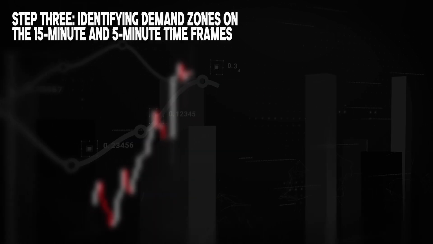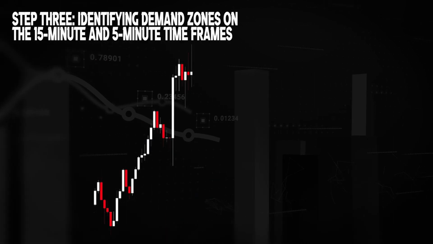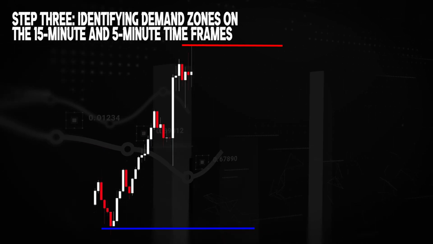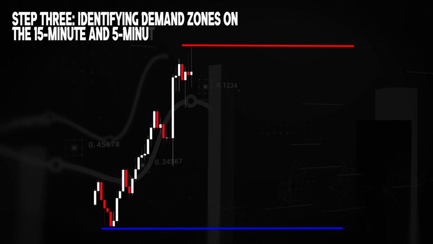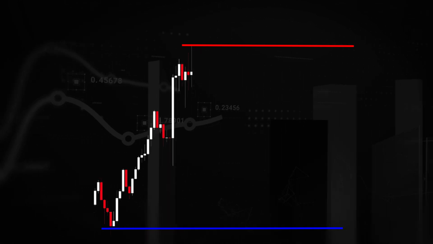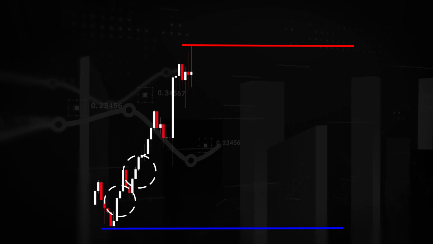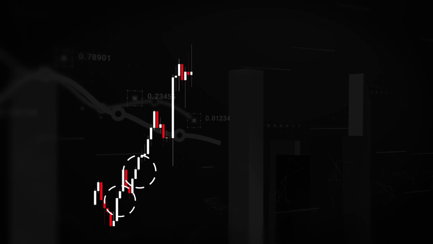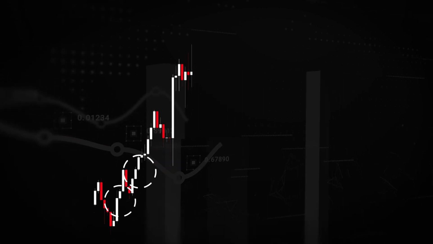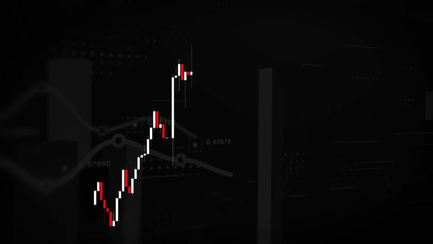Step 3. Identifying demand zones on the 15-minute and 5-minute time frames. These shorter time frames allow you to pinpoint precise entry and exit points. Look for momentum candles. Identify several consecutive momentum candles that indicate strong buying activity. These candles should have larger bodies compared to the preceding candles, signaling significant demand.